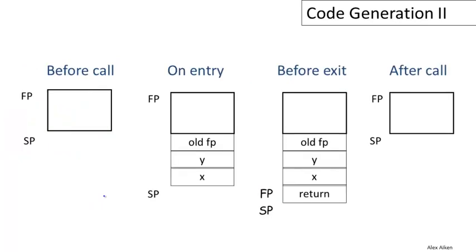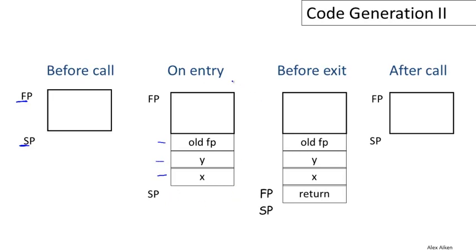Just to give you a sketch of what this looks like before the call, we have the frame pointer for the caller, and we have the current value of the stack pointer. And on entry to the function, after the calling function's side of the calling sequence has completed, what's on the stack? Well, we have the old frame pointer and the 2 arguments, and then the stack pointer points to the next unused location, which is where the return address will go.